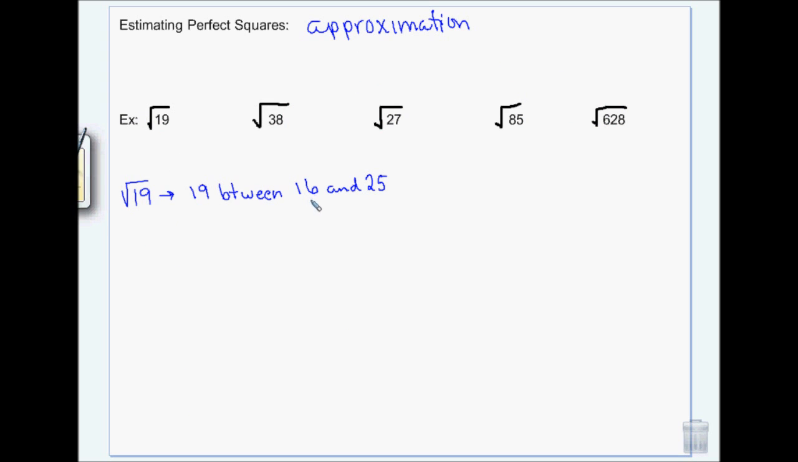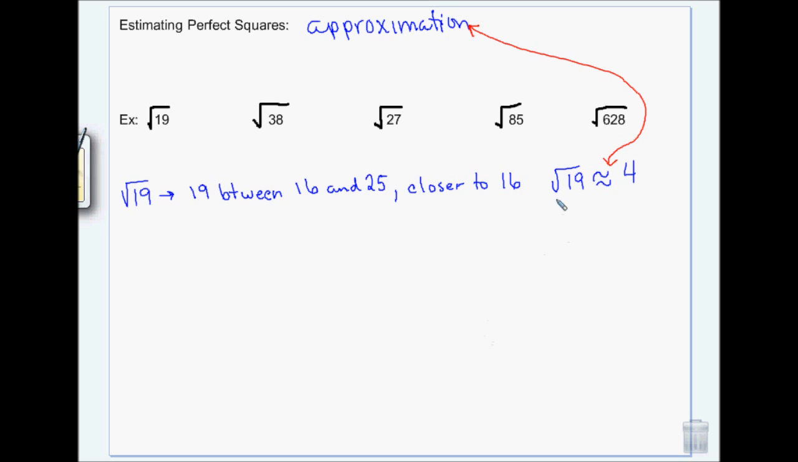The square root of 16 and the square root of 25 I can take. Is 19 closer to 16 or to 25? It's closer to 16, right? So I'm going to take the square root of 19 and say it is approximately 4, because the square root of 16 is 4 and 19 is close to 16. And this little squiggle equal right here, that's what that means, approximation.